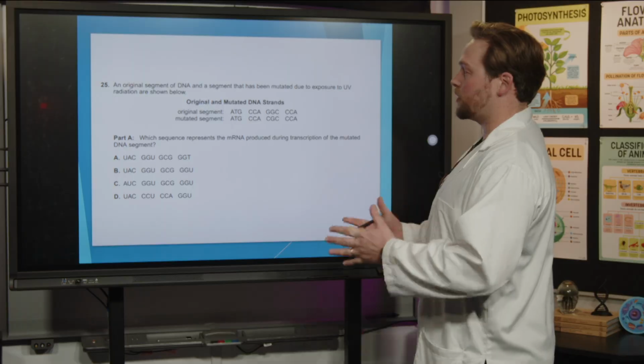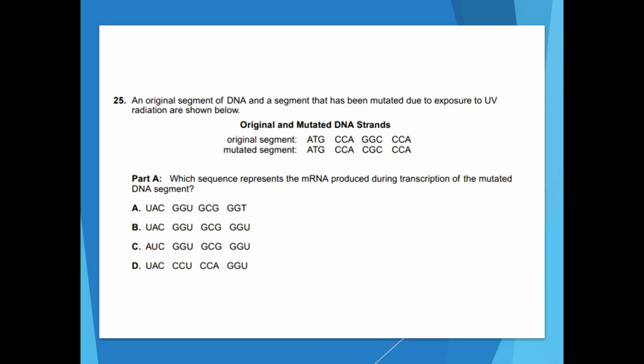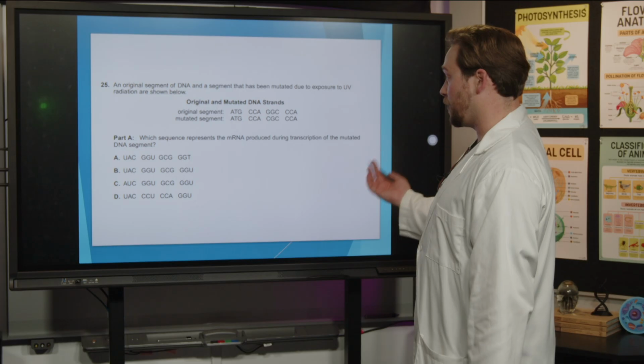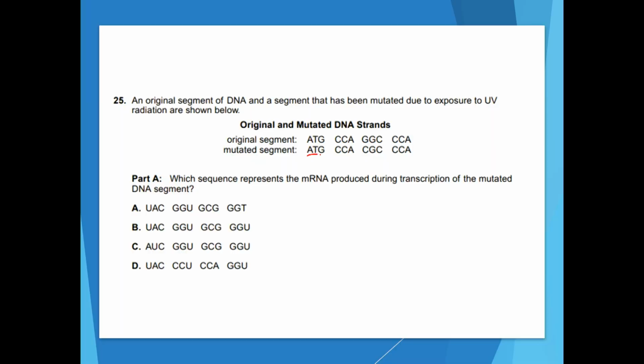So this is going to be our best answer, and we'll go ahead and move on to the next one. This has an original segment of DNA and a segment that has been mutated due to exposure to UV radiation. This says which sequence represents the mRNA produced during the transcription of the mutated DNA segment. What we really want to notice here is that we're taking this mutated DNA segment and we're going to make messenger RNA out of it. When you're making messenger RNA, there are some base pair rules that you want to remember. Those base pair rules are that A is going to pair with U, T is going to pair with A, G is going to pair with C, and C is going to pair with G.